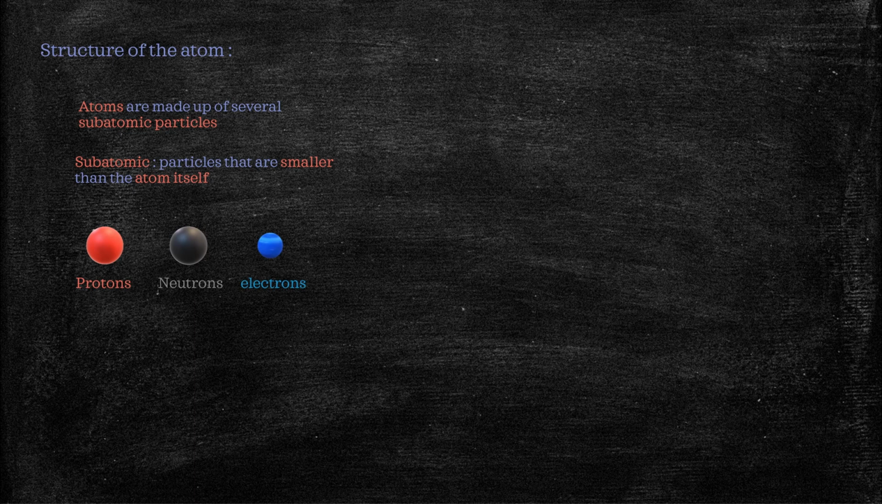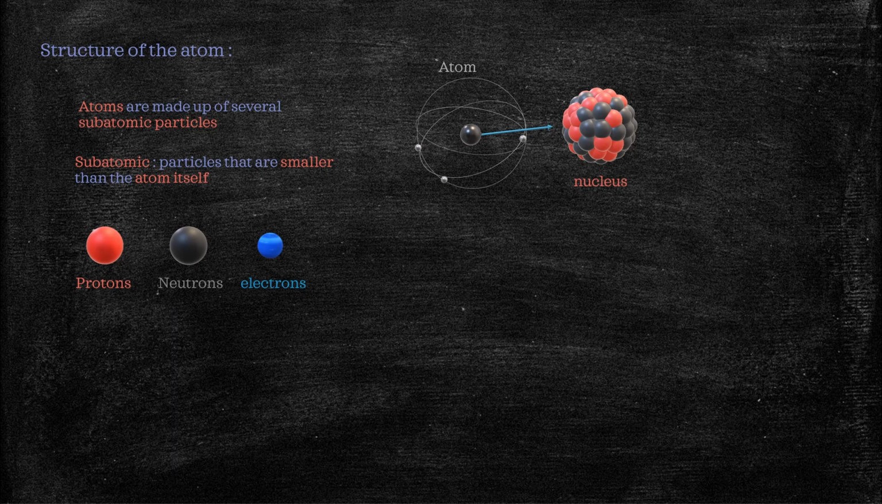And the distribution of these particles is pretty simple, and it goes like this. At the center of the atom, there is the nucleus, and it contains the protons and the neutrons inside. Outside the nucleus, we have the electrons rotating around the nucleus.